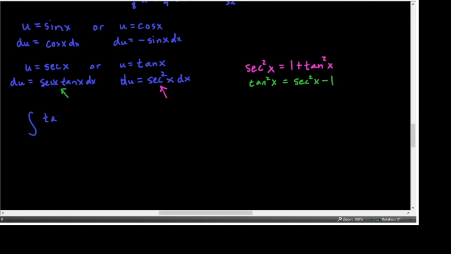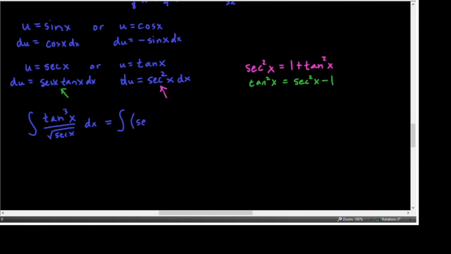Tangent cubed x divided by the square root of secant of x dx. All right, well, seeing that secant of x under the radical makes me think that I really want to use u equals secant x, so the green one up there above. So first of all, I don't like the radical, so I'm going to rewrite this first. Let me do that.